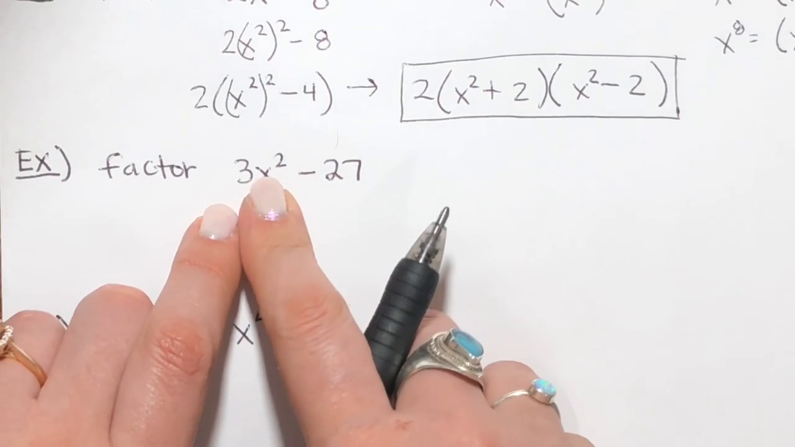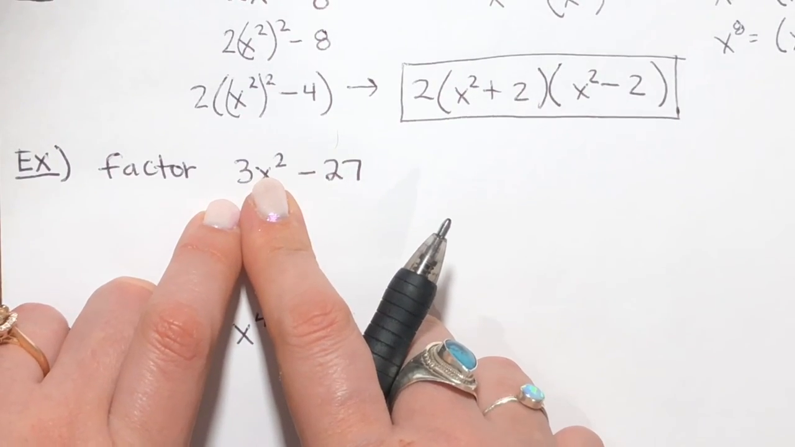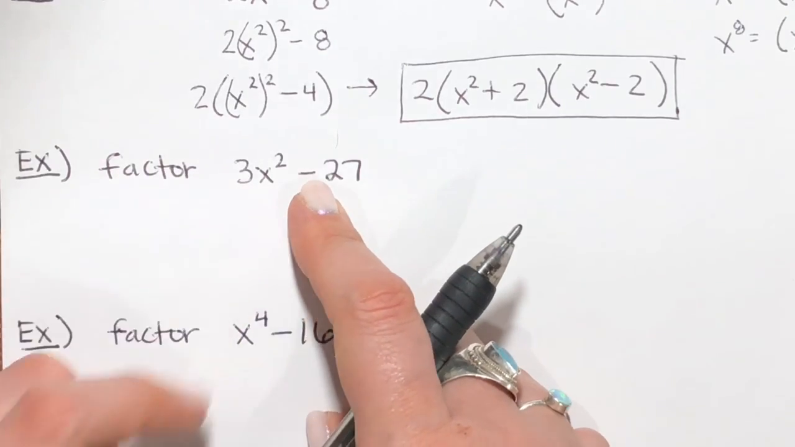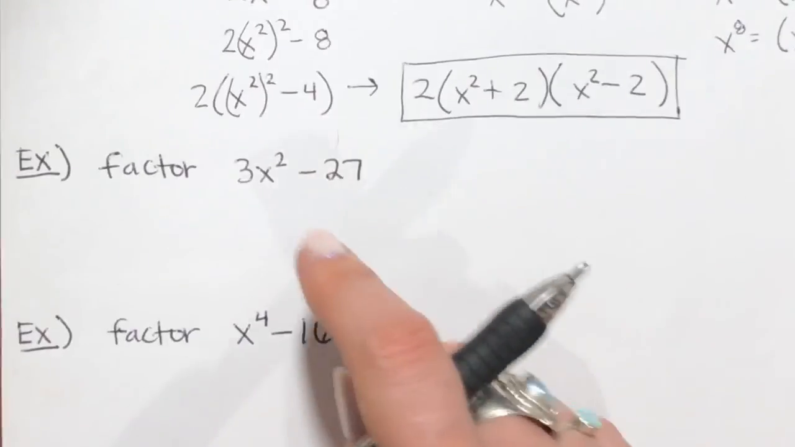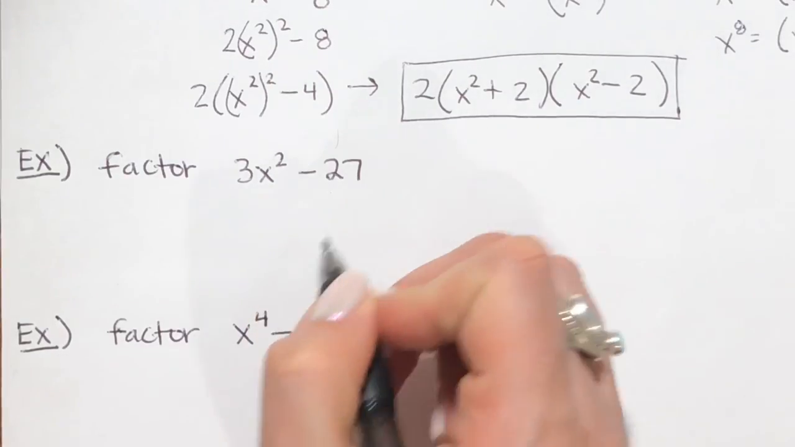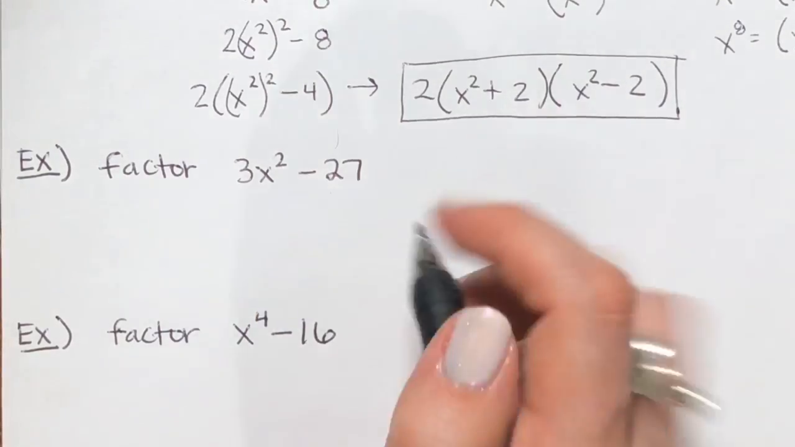I have an x squared on this one, so I don't need to worry about exponents, but 3 and 27 are not perfect squares. So when I see that, I can't just jump right to doing my factorization. I want to think, is there a common factor that I can pull out first that will make it so I can do my little shortcut?